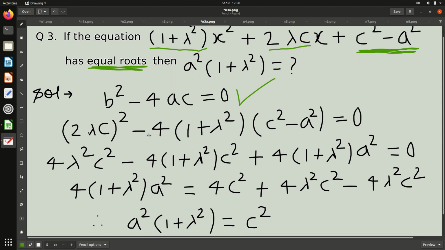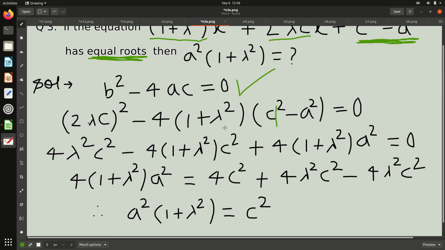So put the value one by one, solve it, and we will get the value of a square into 1 plus lambda square. So we are trying to solve this equation. We have put the value of b, the value of a, and the value of c. After solving this, in the next step you can see I have just broken this down, c square minus a square, and we got something like this. After that, we have to find the value of this. So we have taken all this to the right hand side, and we got something like this.